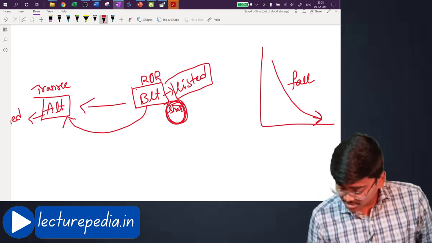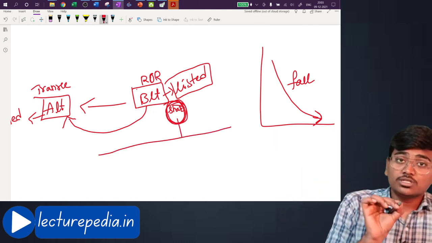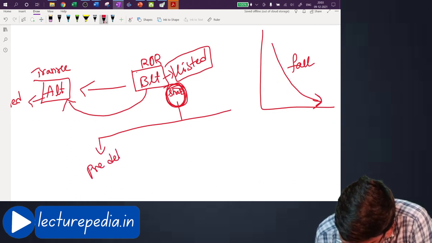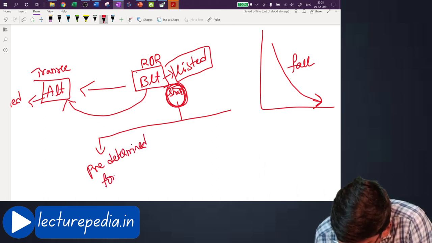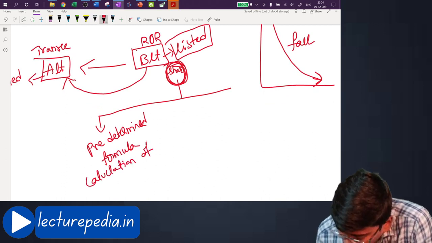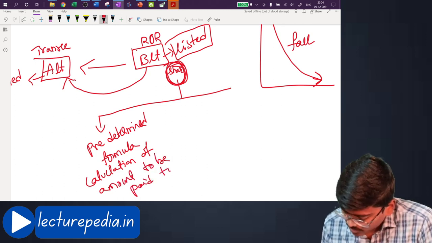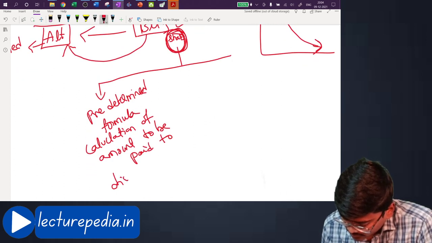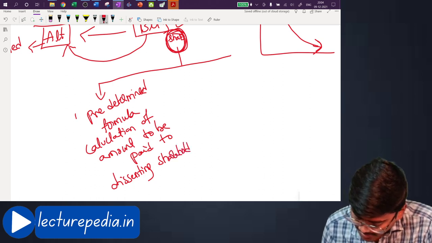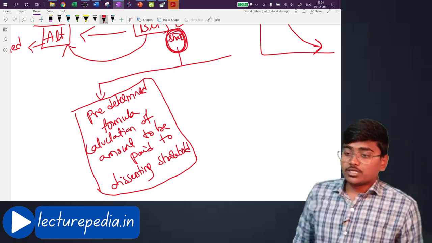Therefore, to protect these shareholders, the order that has been given by the NCLT should specify a predetermined formula for calculation of amount to be paid to these dissenting shareholders. Okay, it has to specify a predetermined formula based on which the amount to be paid to these dissenting shareholders will be calculated.